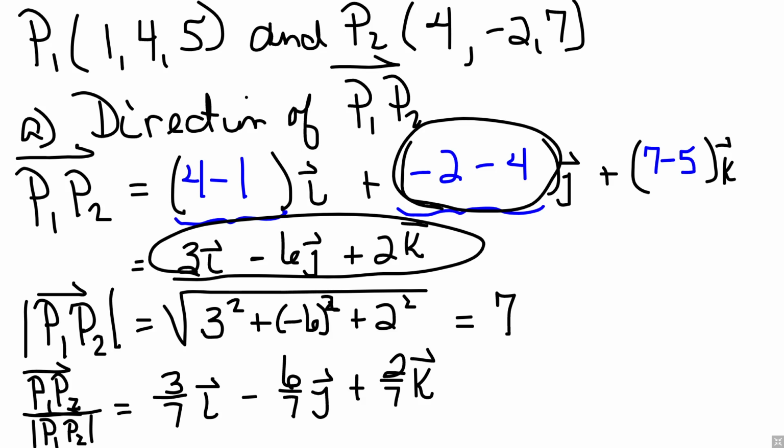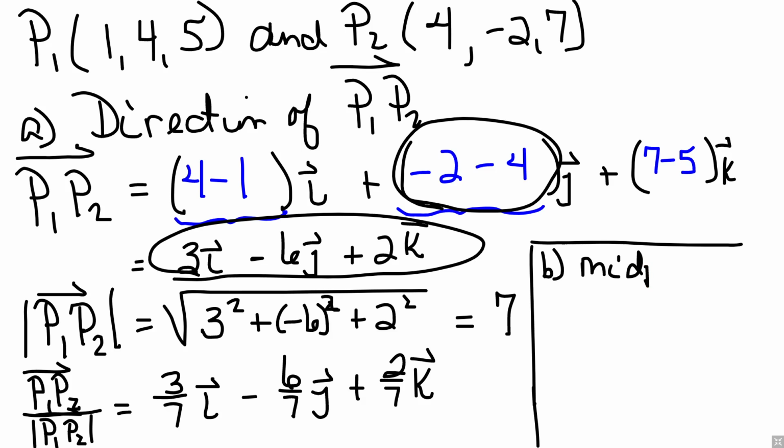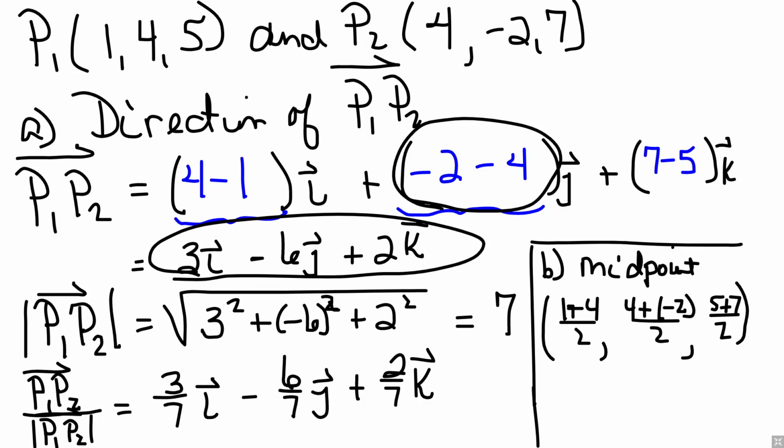All right, and so I don't have to use a whole other page for this last little bit, it's part B, which wants us to find the midpoint. Okay, so for the midpoint, we're going to take the average of the x's, comma, average of the y's, comma, average of the z's. So for the x's, what value will I get?